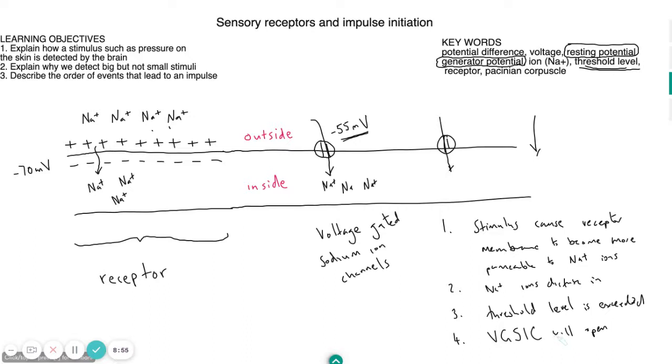If the stimulus is not big enough, the membranes will not become permeable enough. Therefore, not enough sodium ions will enter, and therefore threshold level will not be reached, and the impulse is not going to make it to the brain.